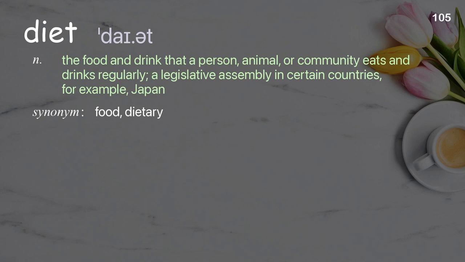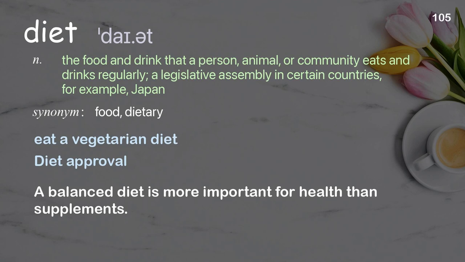Diet. The food and drink that a person, animal, or community eats and drinks regularly, a legislative assembly in certain countries, for example, Japan. Examples: eat a vegetarian diet, diet approval. A balanced diet is more important for health than supplements.